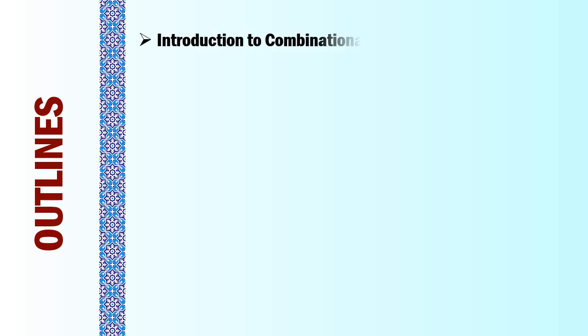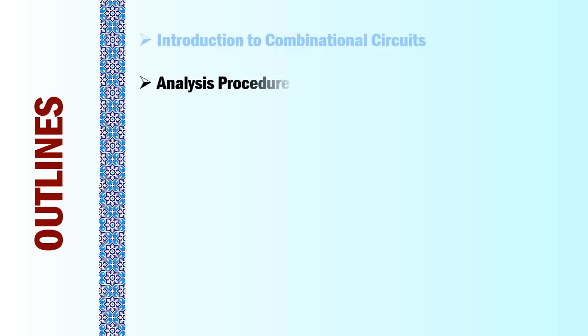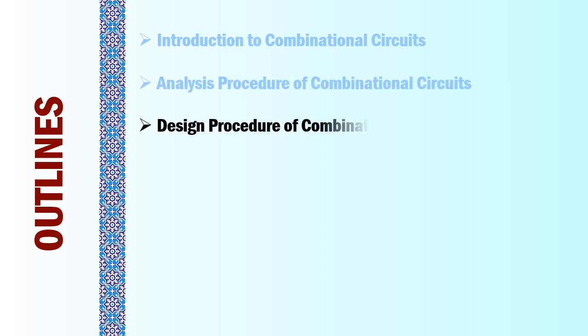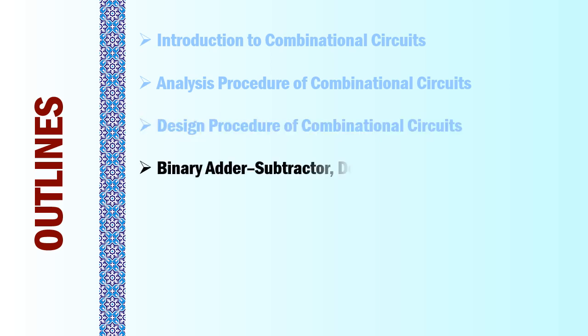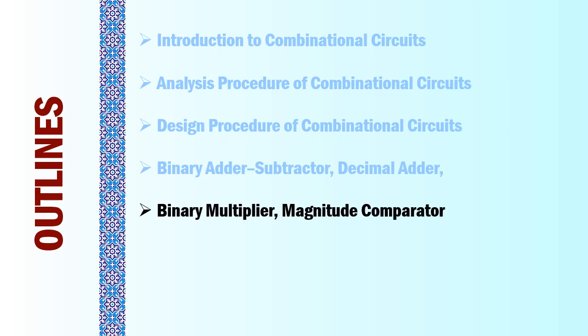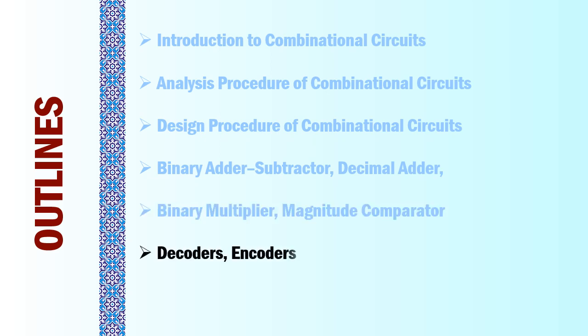In this series of lectures, initially we will have an introduction of combinational circuits, followed by the analysis procedure of combinational circuits. Then we will discuss the design procedure of combinational circuits along with some examples. After that, we will discuss some case studies of combinational circuits that will include binary adder, subtractor, decimal adder, binary multiplier, and magnitude comparator. Then we will discuss some other examples of combinational circuits that include decoders, encoders, and multiplexers along with their application.